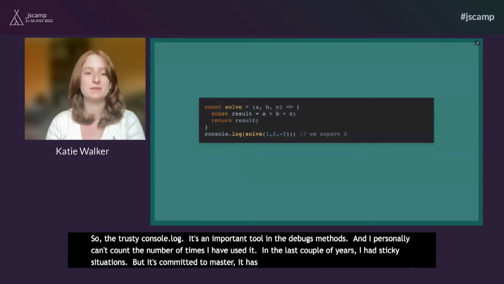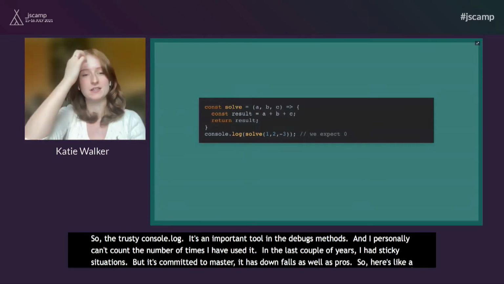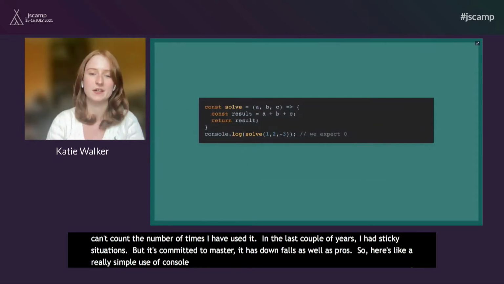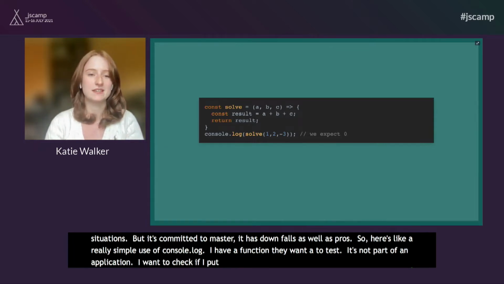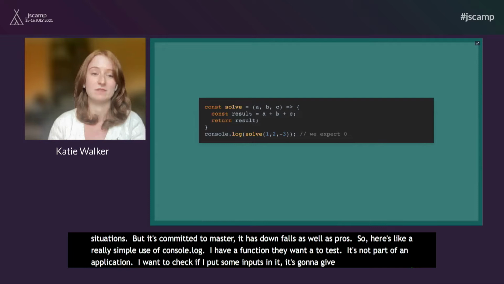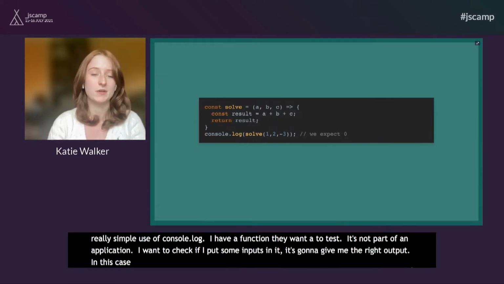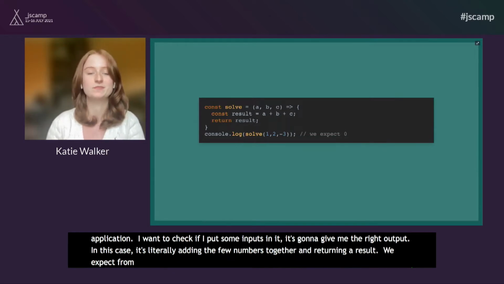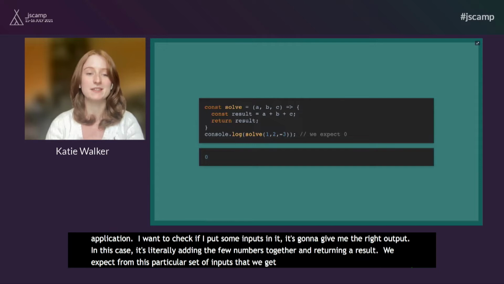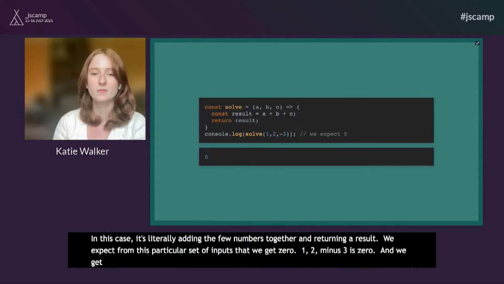So here's a really simple use of console log. I've got this little function here that I just want to test. It's not part of a big application or anything. I just want to be able to check that if I put some inputs in it, it's going to give you the right output. In this case, it's literally just adding a few numbers together and then returning the result. So we expect from this particular set of inputs that we're going to get 0. See, 1, 2, minus 3 is 0. So luckily we run the program and we get 0. That's great. So the console log's done exactly what we want it to do.